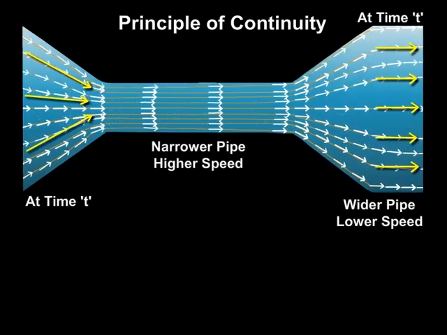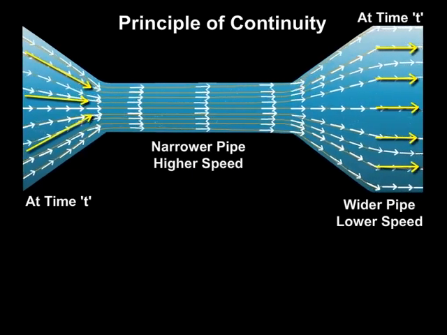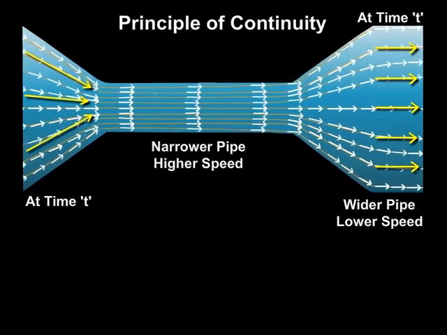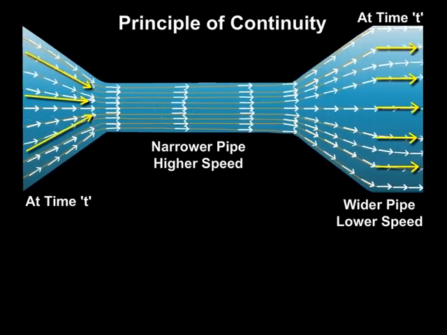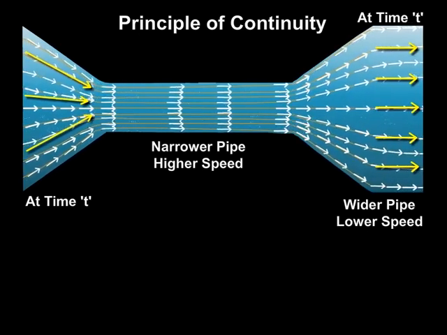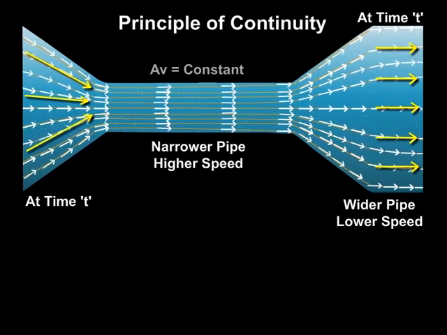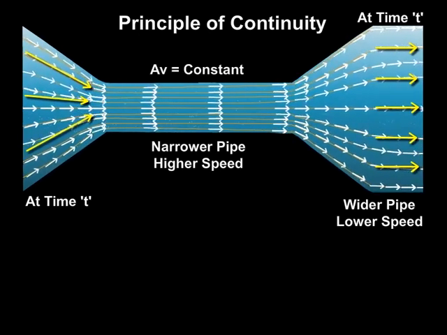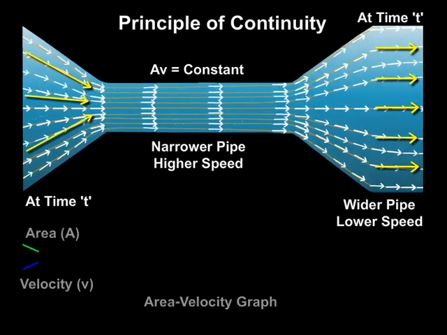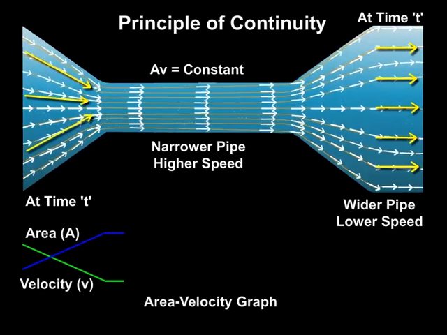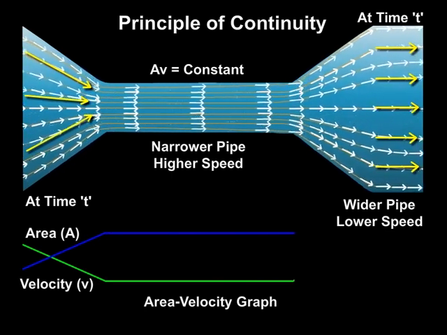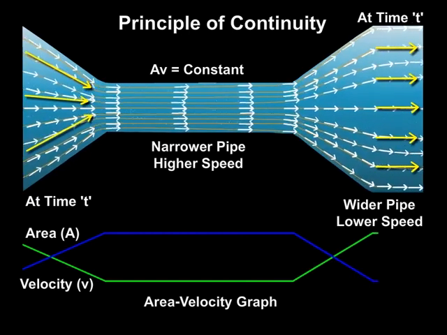According to the principle of continuity, for laminar flow of non-viscous and incompressible liquid, the mass of liquid flowing through any cross-section is a constant. Since the liquid is incompressible, the density remains the same and hence the volume of liquid flowing through any cross-section is a constant. It is very clear from the area-velocity graph that velocity is inversely proportional to the area of cross-section.